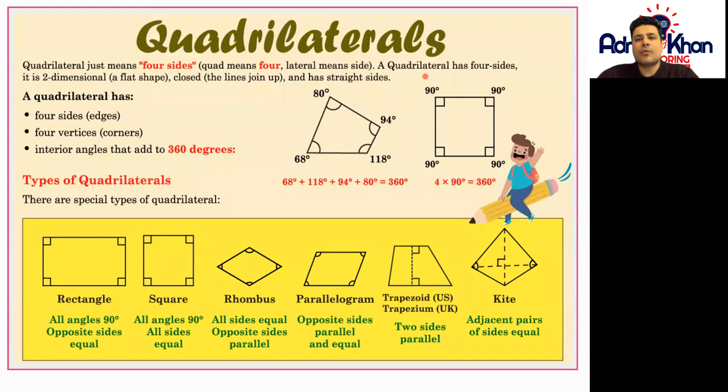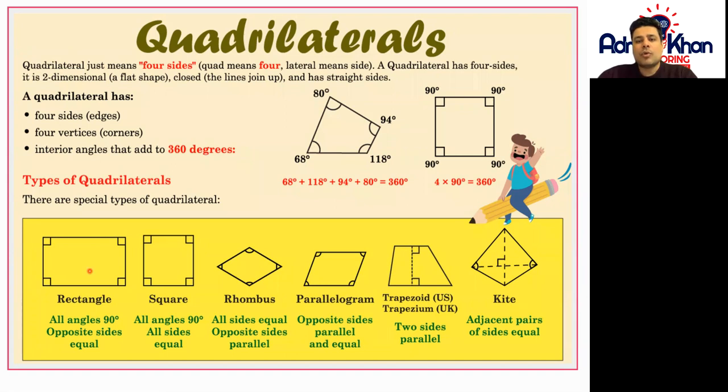So a quadrilateral has four sides, four vertices, in other words, corners, and the interior angles of a quadrilateral will always add up to 360 degrees. We've got a regular quadrilateral here, which is a square, and we know that in the square we have four right angles, and they all add up to 360 degrees. We've got an irregular quadrilateral here. In this particular shape, we've got various different angles, but at the same time, they all add up to 360 degrees. So let's have a look at some of the properties of different types of quadrilaterals.